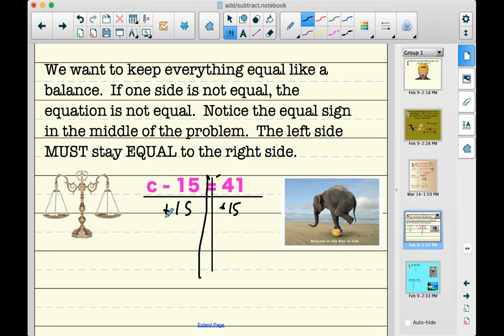Okay. All right, once I do that, the minus 15 and the plus 15 are going to cancel each other out. And now I'll be back to just whatever c is. Okay, it stays equal because I'm keeping it balanced. And then 41 plus 15 is 56. Okay, so c equals 56. To check this, I can come back to my original equation and replace c with that number, make sure it's right. 56 minus 15, if I subtract that, I do get 41. So that is correct.